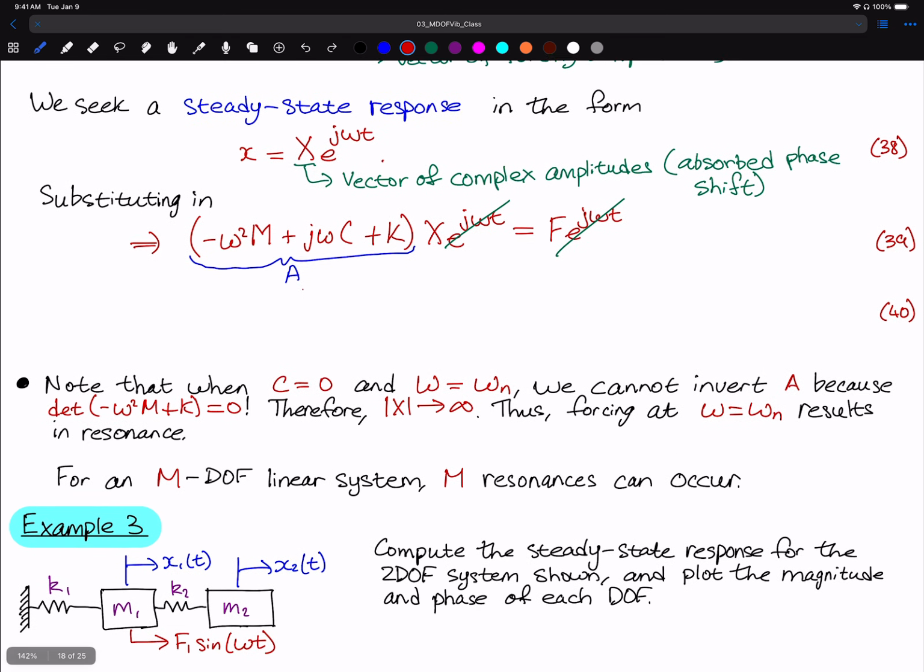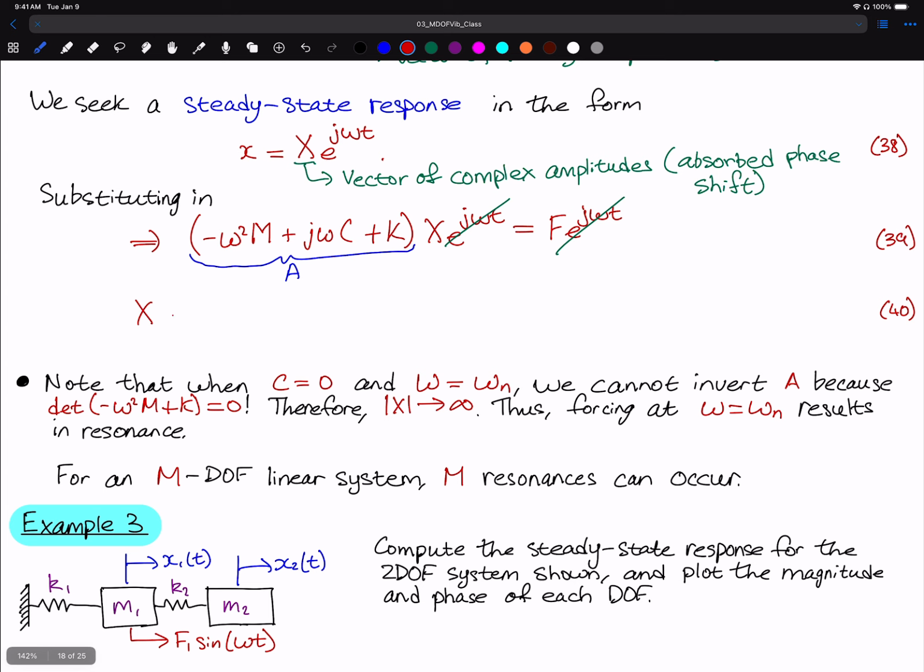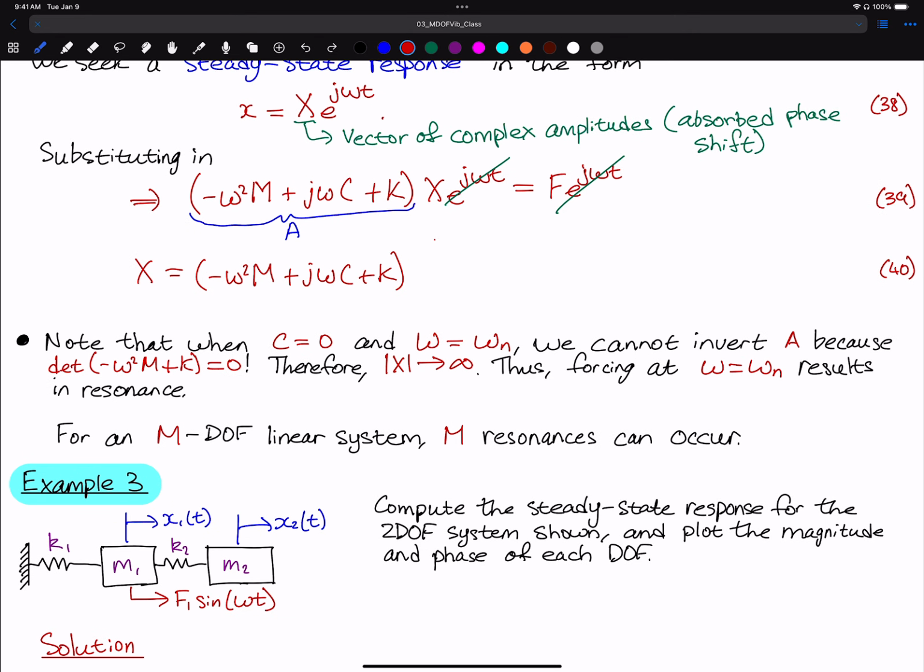All right. So we can then write that X is going to be equal to minus omega squared M plus j omega C plus K, that quantity inverted, so the inverse of that multiplied by F, which we can say is A inverse F.